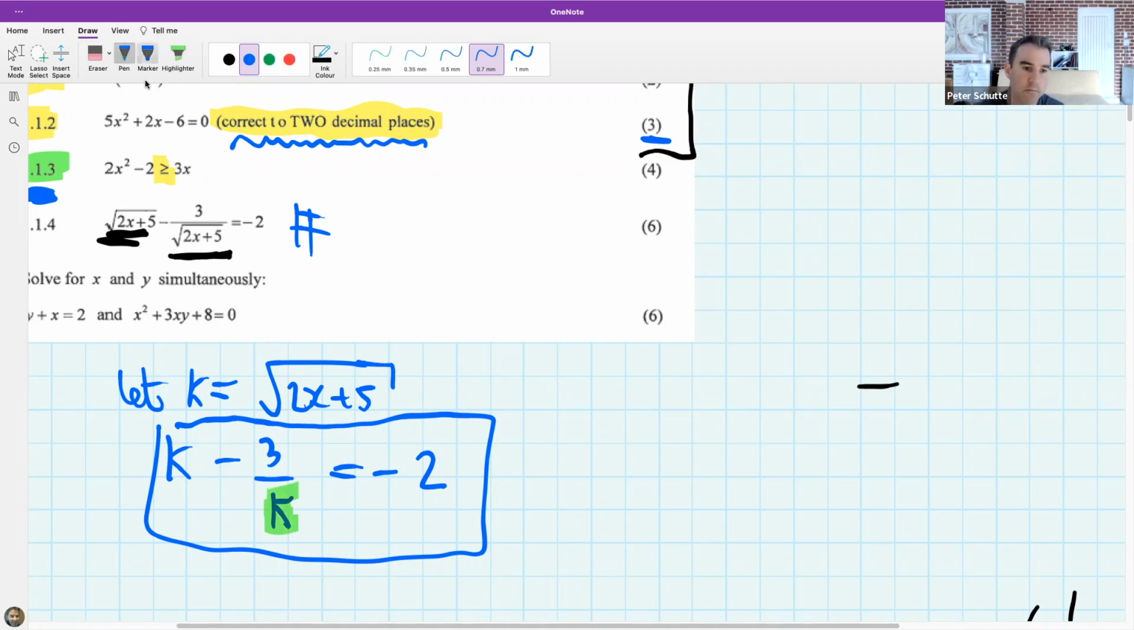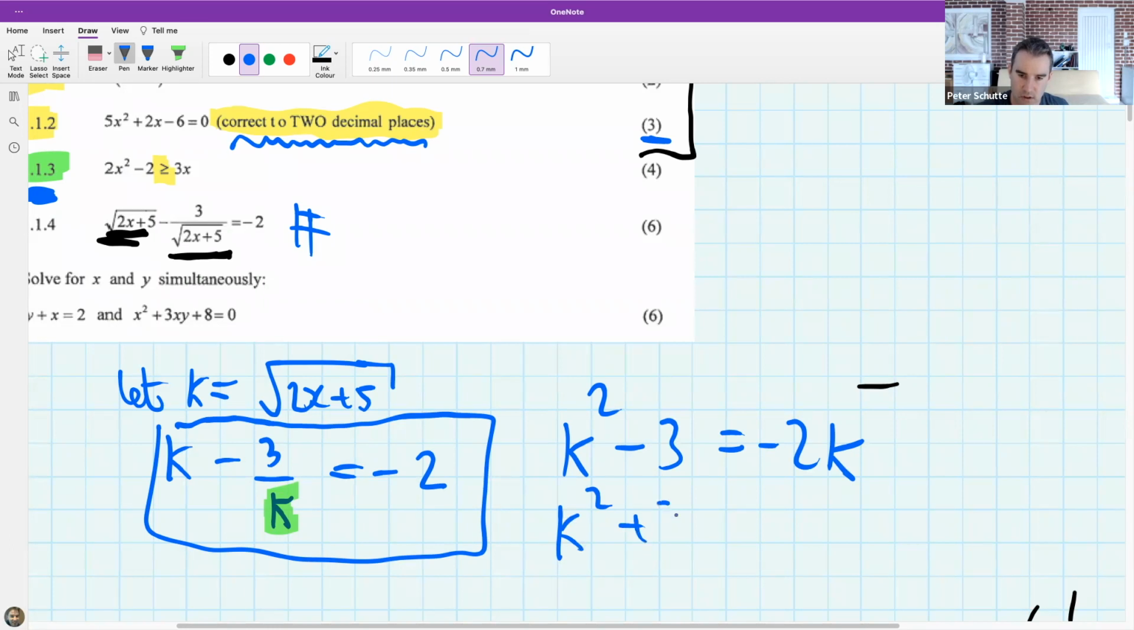It's still making trouble. So I need a mathematical technique that treats this equation as an equation. So you're going to multiply everything by k. Exactly, Chloe, exactly. And you should then get k squared minus 3 equals minus 2k. And then you bring that minus 2k across, and you get this.